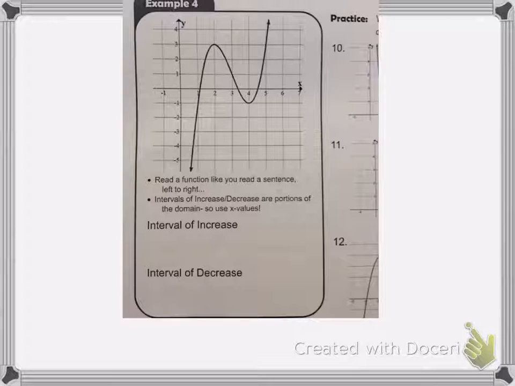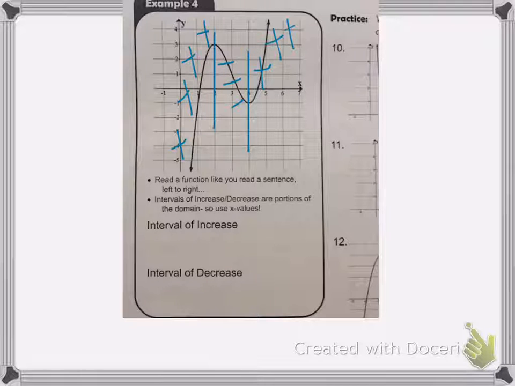All right, this next example right here is an interval of increase or an interval of decrease. So when we talk about intervals of increase or intervals of decrease, we talk about where our slope is positive or negative. So if I'm looking at the slope of this part of my graph, it has a positive slope till it gets to right here. Then it changes to a negative slope until it gets to right here, and then it changes back to a positive slope on this other side.